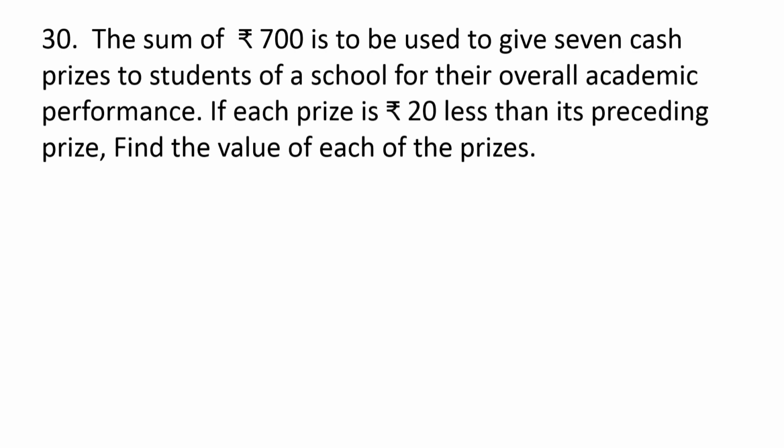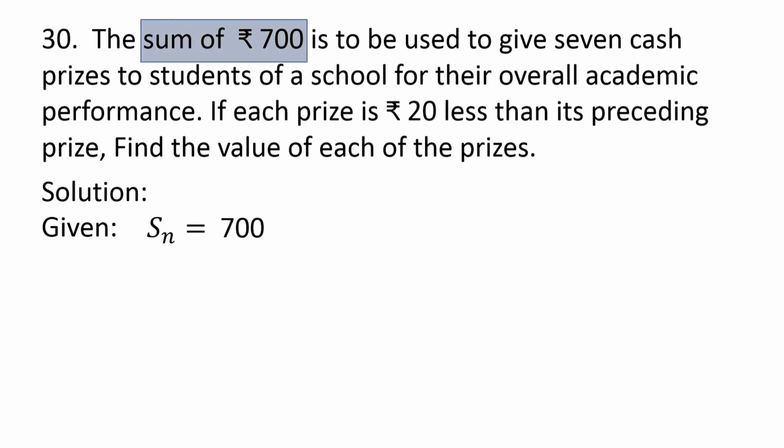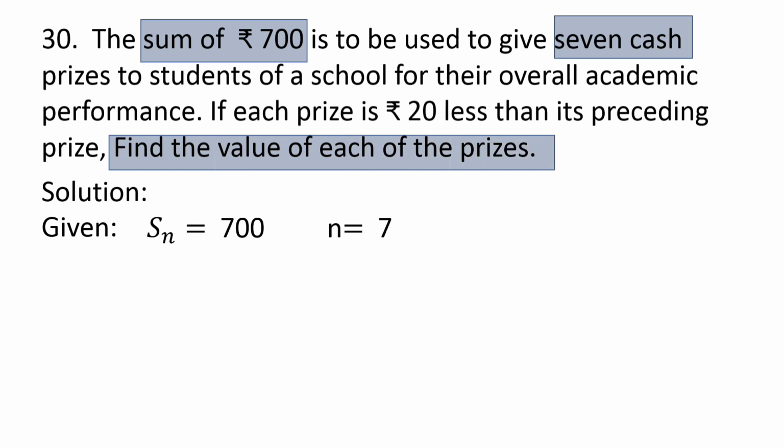30th question is, the sum of rupees 700 is to be used to give 7 cash prizes to students of a school for their overall academic performance. If each prize is rupees 20 less than its preceding prize, find the value of each prize. What is given here? Sum of rupees 700, so Sn is 700. 7 cash prizes, so n is 7. We have to find the value of each prize.